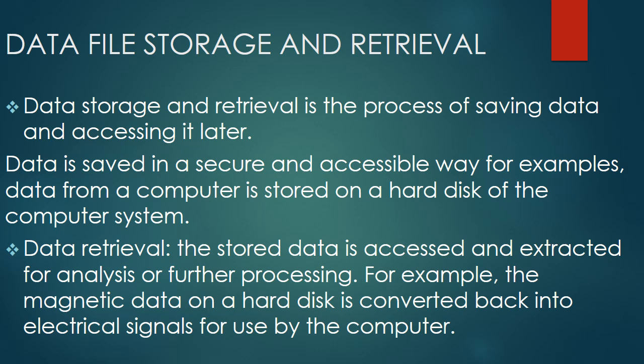For example, data from a computer is stored on the hard disk of the computer system. A hard disk is a secondary storage that allows individuals to store their data and information. For data retrieval, the stored data is accessed and extracted for analysis or further processing. For example, the magnetic data on a hard disk is converted back into electrical signals for use by the computer.